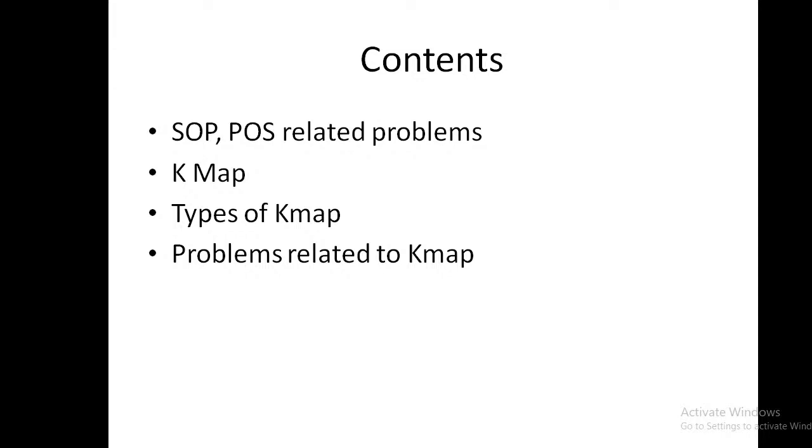Okay, so in the last class Nilanjan sir told you regarding the SOP and POS. So I will be starting with some problem solutions of the SOP and POS, followed by the KMap. Next, the types of KMap, whether it is 2 variable, 3 variable or 4 variable KMap, and some problems related to KMap. I will just start with a little bit of brush up of the SOP and POS concept, then I will go to the problem. For the first 4-5 slides I will just brush up the concept, then I will go directly to the problem solving part of SOP and POS.